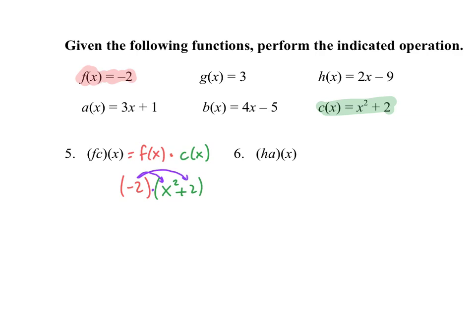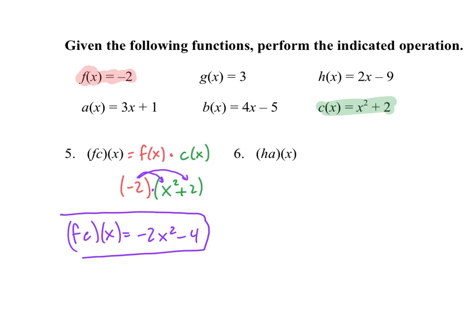And so of course that would just give me negative 2x squared and then minus 4. And so just putting the notation on there, fc of x would be equal to negative 2x minus 4. So if we took those two functions and multiplied them, we would get that.